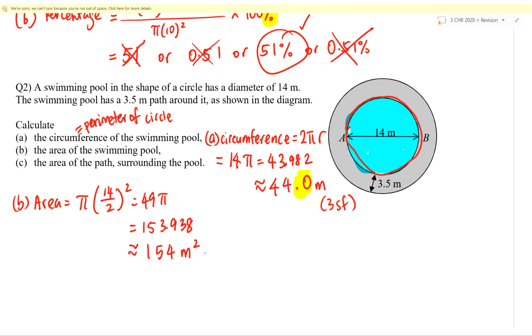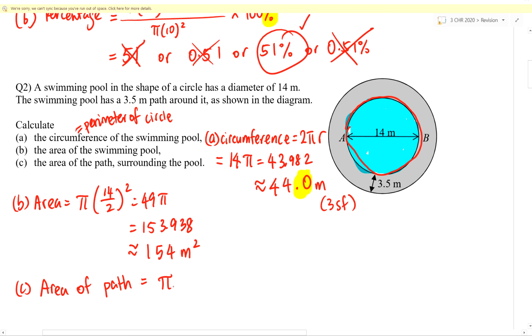And finally, for part C, it is actually a very similar question to the previous one. Area of the path. So the shaded region will be the area of the big circle minus the area of the small circle. So the big area we found already. No, we haven't found a big area yet. But a big area is also a circle. So the formula will be pi radius squared.